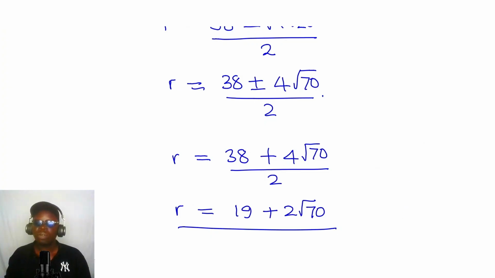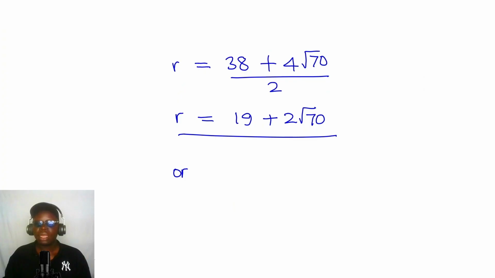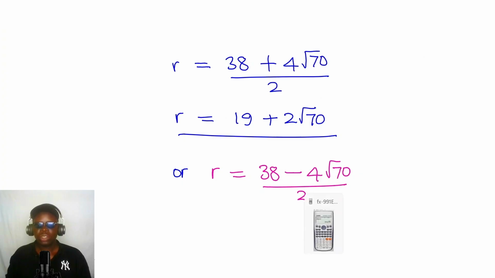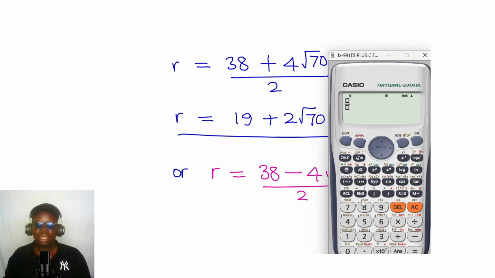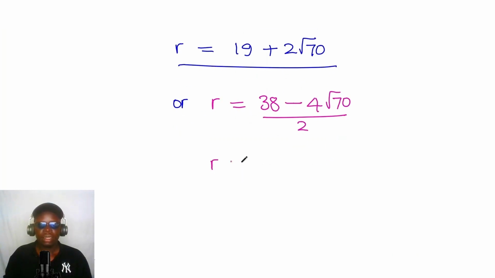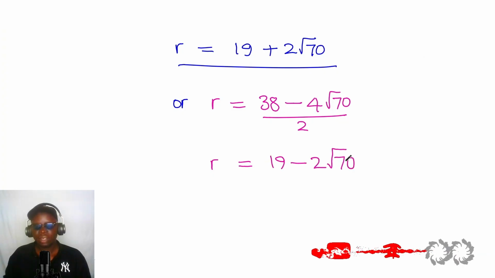Let's also look for the second solution. And we say, or we can use a different color for this. R equals to 38 minus 4 root of 70 over 2. Let's use a calculator once more and say 38 when we take away 4 root 70 and you divide this by 2. What do you think is going to be the answer? We have 19 minus 2 root 70. So R equals 19 minus 2 root 70.